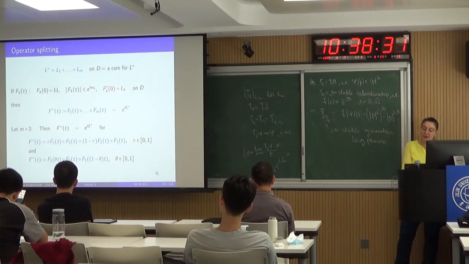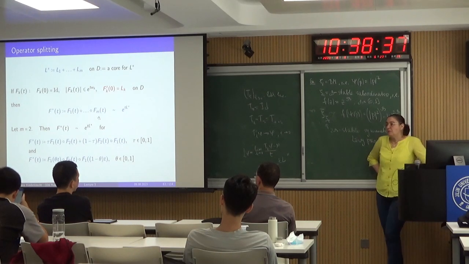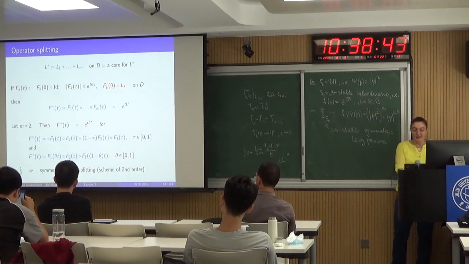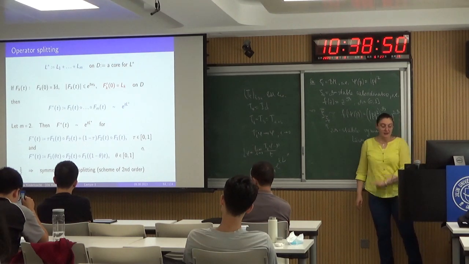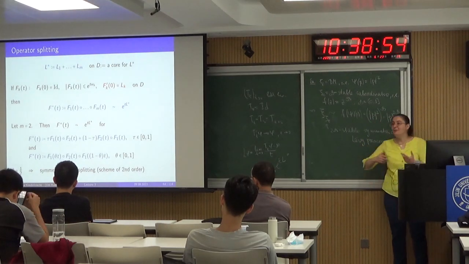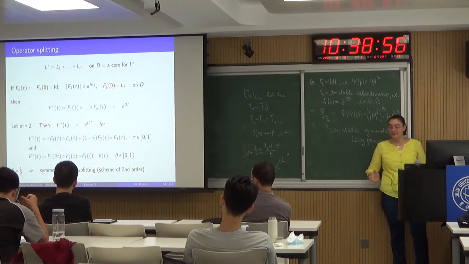And moreover, it turns out that usually Chernoff approximation corresponds to numerical schemes of order 1. But here, for theta equal to 1/2, and for tau equal to 1/2, in some cases we obtain schemes of second order. So it really makes sense to play with the ordering.